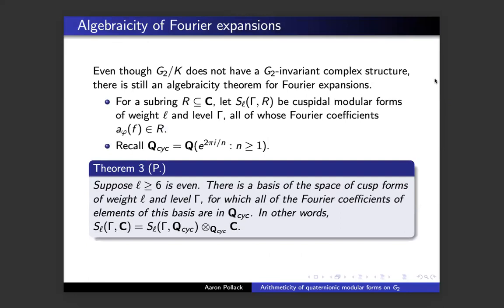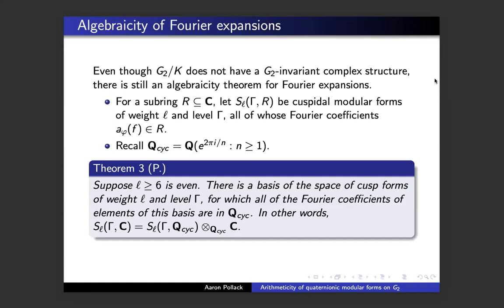Okay. So here's the theorem. For a subring R of the complex numbers, I let S sub L of gamma with coefficients in R be the cuspidal modular forms of weight L and level gamma, all of whose Fourier coefficients sit in the subring R of the complex numbers. And again, I denote Q cyclotomic to be the cyclotomic extension of Q. So here's the theorem. Suppose L is at least 6 and even. Then there's a basis of the space of cusp forms of weight L and level gamma, for which all of the Fourier coefficients of elements of the basis are in the cyclotomic extension of Q.